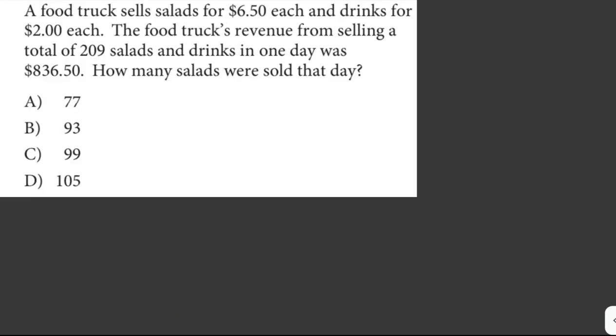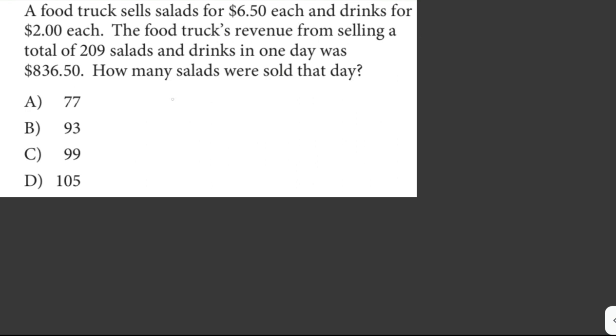Now let's solve another problem here. A food truck sells salads for $6.50 each and drinks for $2 each. The food truck's revenue from selling a total of 209 salads and drinks in one day was $836.50. How many salads were sold that day? So to determine the number of salads sold here, we can write and solve a system of two equations.